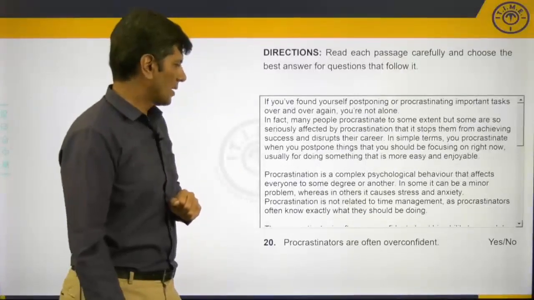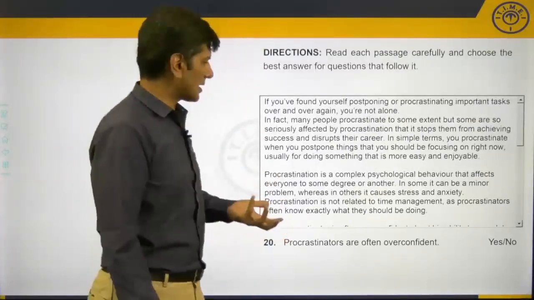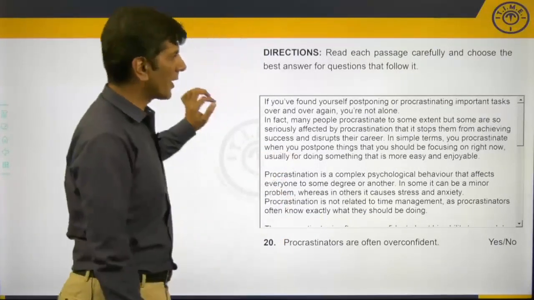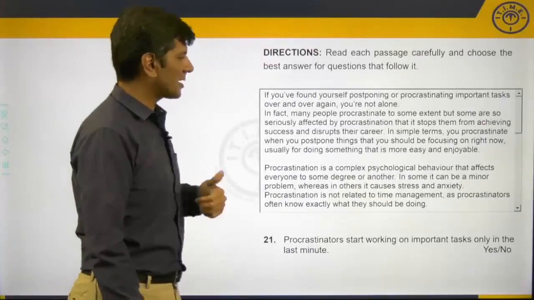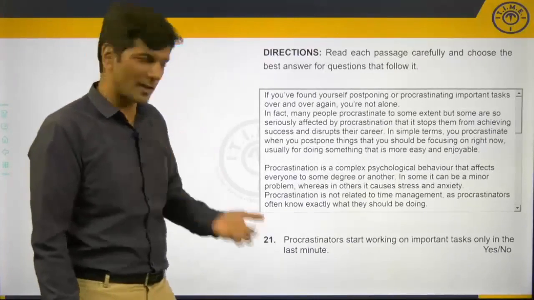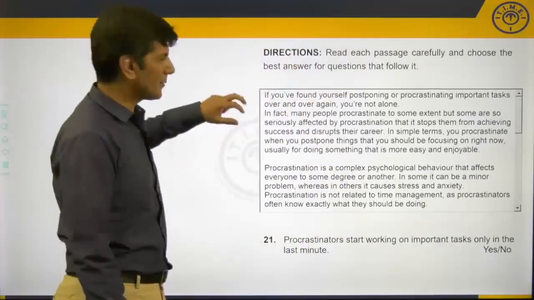20th one. Procrastinators are often overconfident. This answer also is a yes, because we did go over this particular point. Procrastinators start working on important tasks only in the last minute, also is a clear yes. That's also there in the penultimate paragraph.